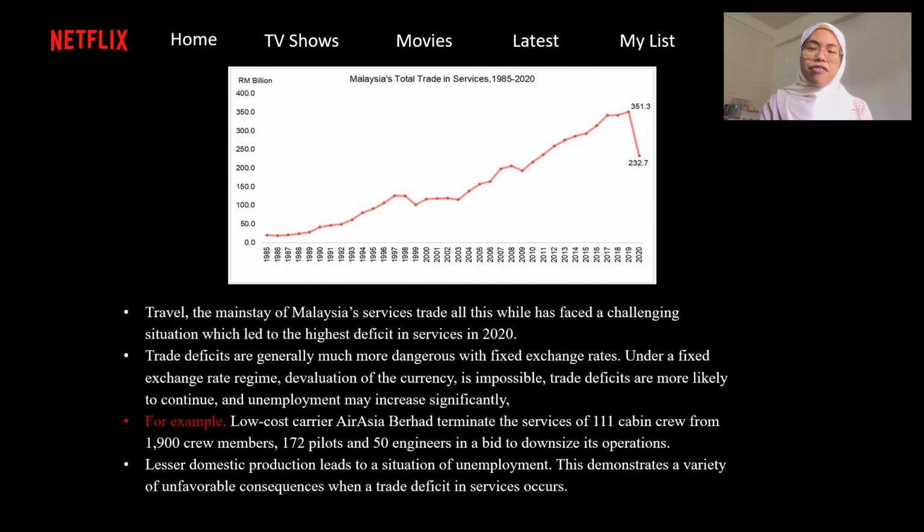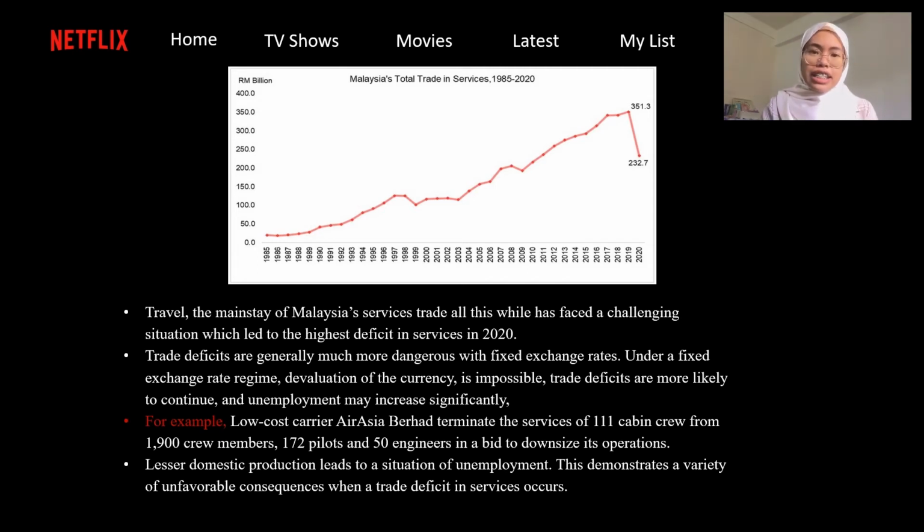Trade deficits are generally much more dangerous with fixed exchange rates. Under a fixed exchange rate regime, devaluation of the currency is impossible. Trade deficits are more likely to continue and unemployment may increase significantly.